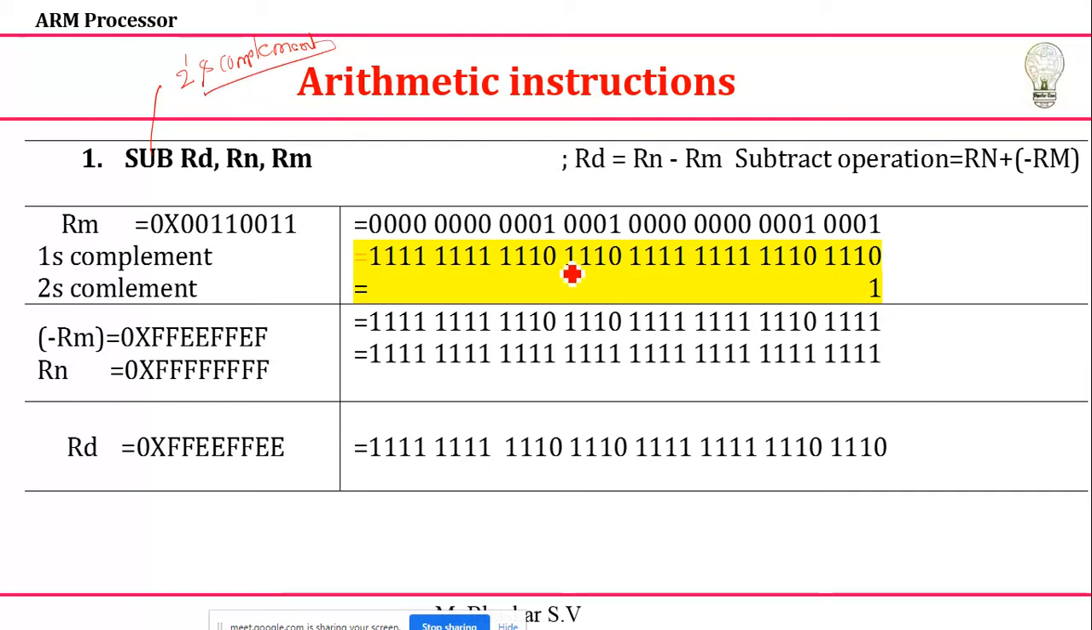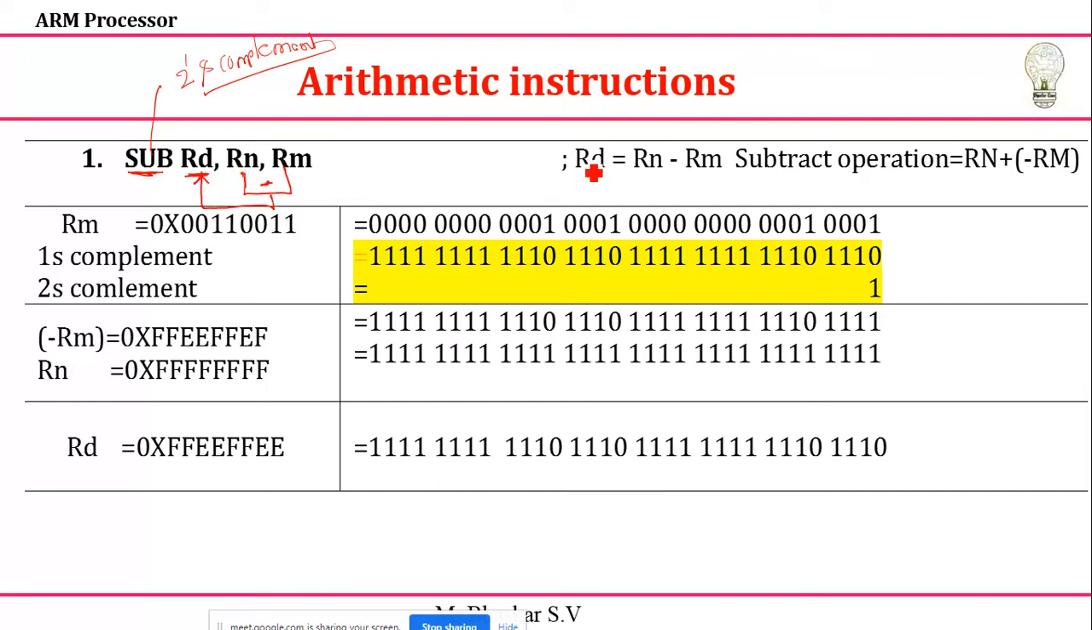So how? You can see this is the instruction I am going to use. SUB means subtraction. RD is my destination register. You have two registers, Rn and Rm. So usually Rn minus Rm, the result will be stored in my RD register.